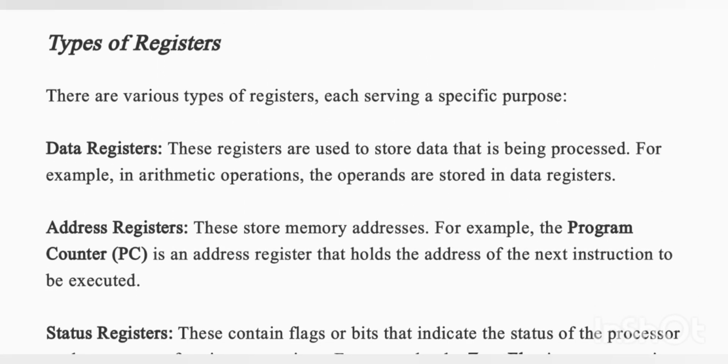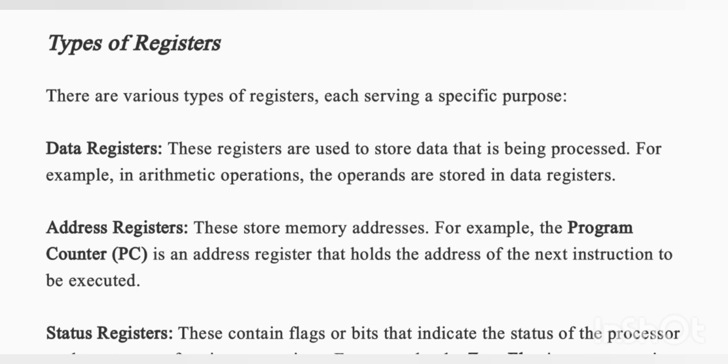Types of registers. There are various types of registers, each serving a specific purpose. Data registers. These registers are used to store data that is being processed. For example, in arithmetic operations, the operands are stored in data registers. Address registers. These store memory addresses.